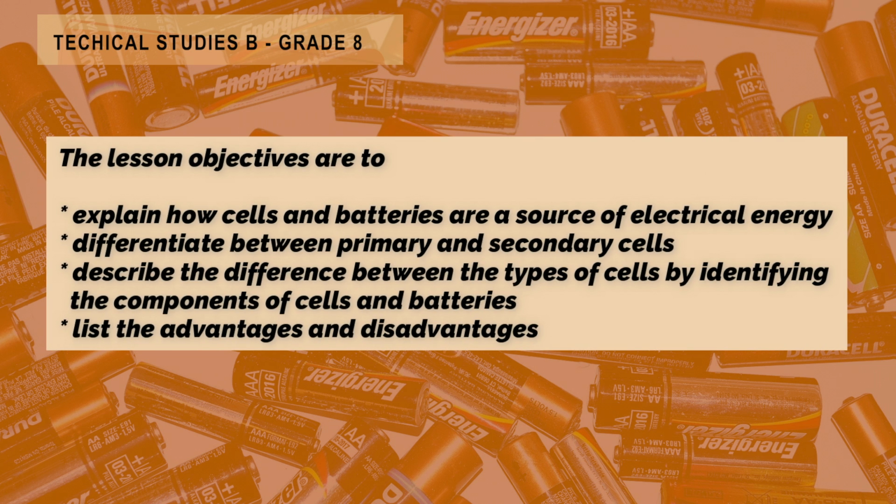The lesson objectives are to explain how cells and batteries are a source of electrical energy, differentiate between primary and secondary cells, describe the difference between the types of cells by identifying the components of cells and batteries, and to list the advantages and disadvantages of cells and batteries.